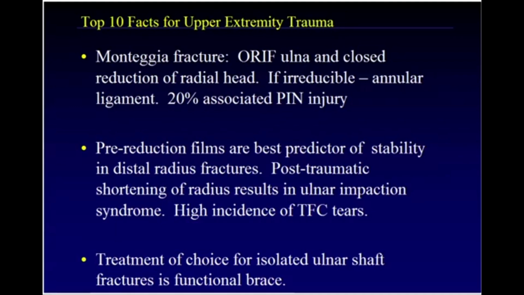Pre-reduction films are the best predictor of stability in distal radius fractures. Post-traumatic shortening of the radius can result in ulnar impaction syndrome, and a high incidence of TFC tears can be seen with distal radius fractures, and we talked about all those just now. The treatment of choice for an isolated ulnar shaft fracture with appropriate alignment, less than 50% of displacement, less than 10 degrees of angulation, is a functional cast brace. Now, that concludes the upper extremity section.